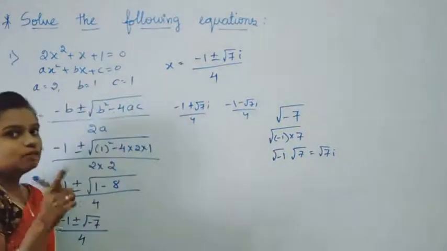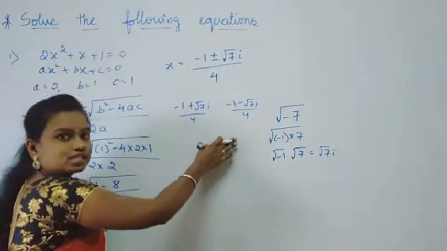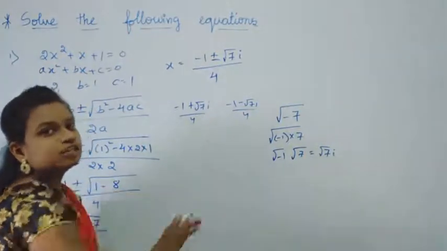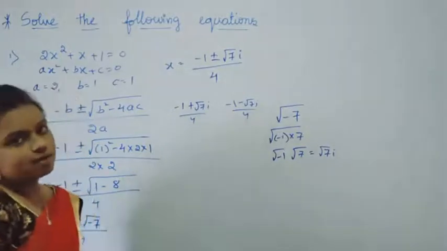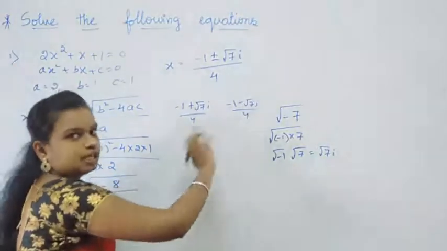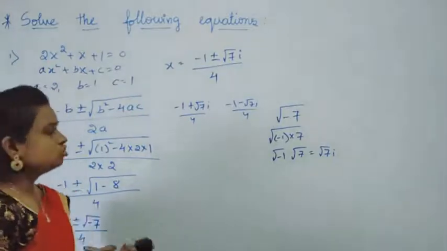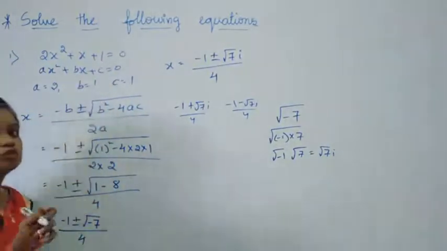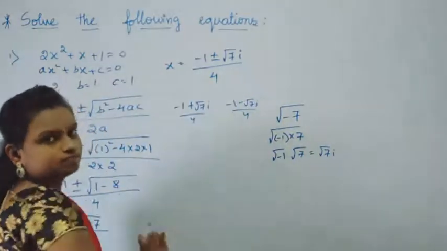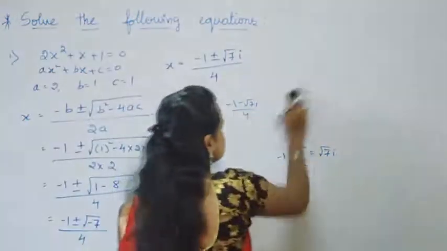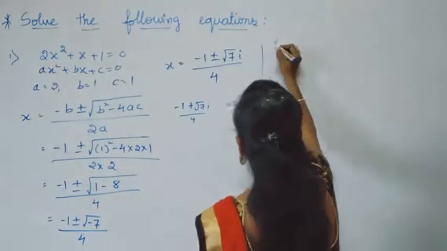So if the discriminant is less than 0, then the roots are complex and they are conjugate to each other. Conjugate means here we have plus and another root has minus. So they are conjugate to each other. So this is the method to find the roots of the quadratic equation whose discriminant is less than 0. This is the root. Understand? So we move on to next one.